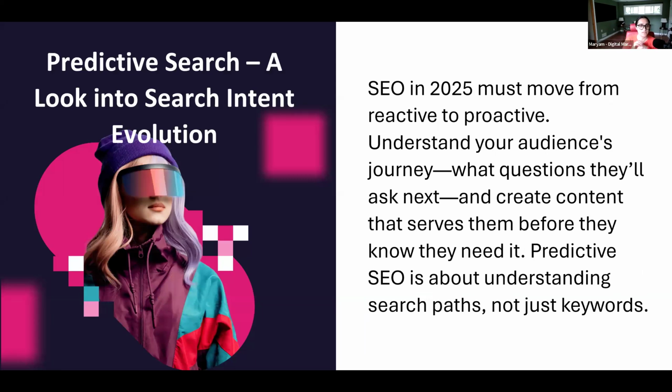Okay, let's talk about predictive search. So predictive search kind of uses machine learning and user behavior patterns to basically anticipate inquiries before they're typed. Now, Google Discover and Bing AI feed, they've been at it for a while, and they've already surfaced content based on interest, trends, and past behavior. This is very important.